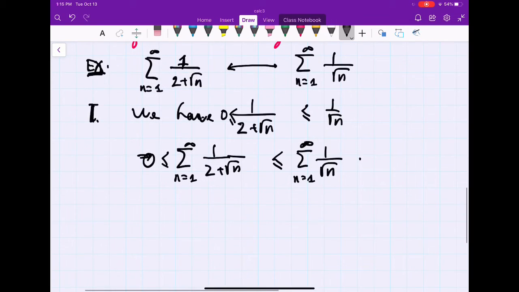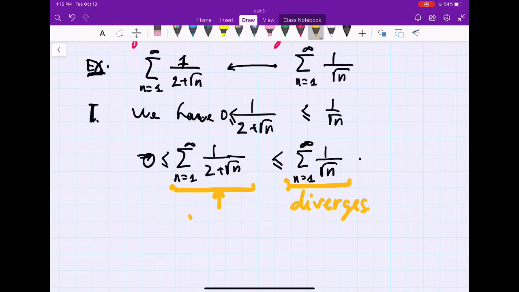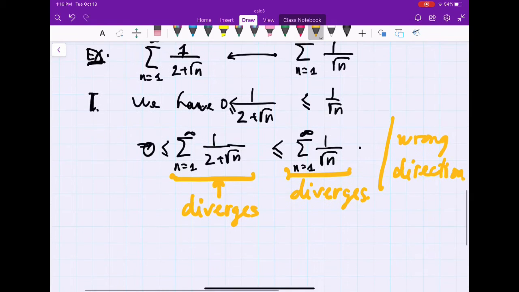Okay, so look at this. This series diverges. So you cannot conclude that this series also diverges, because if a series is less than a divergent series, that does not mean that that series also diverges. So this is a wrong direction. Does that make sense?